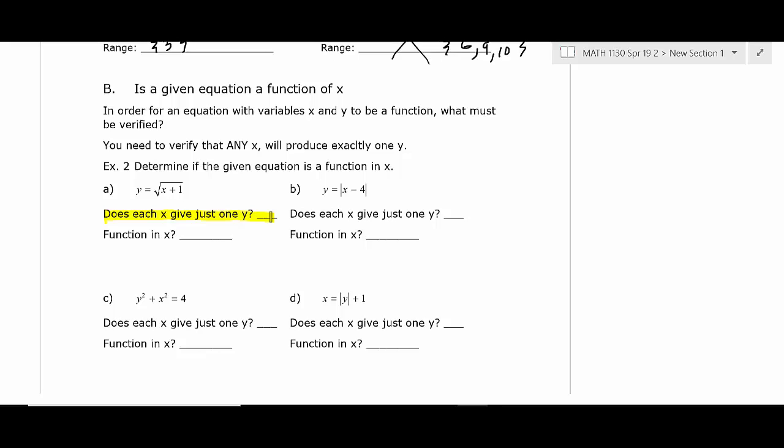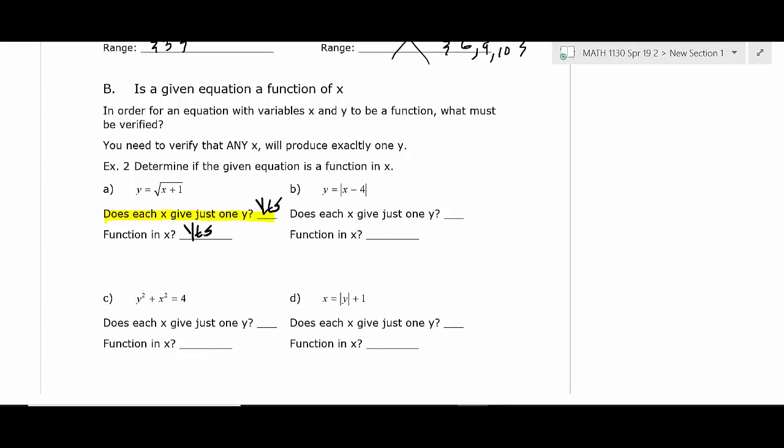So what you do, and you really do that in your head, you just have to reason that out, is the idea is every x does give 1 y, so it is a function. There's never an x that you plug in and it'll give you 2 answers. Does that make sense? Okay?